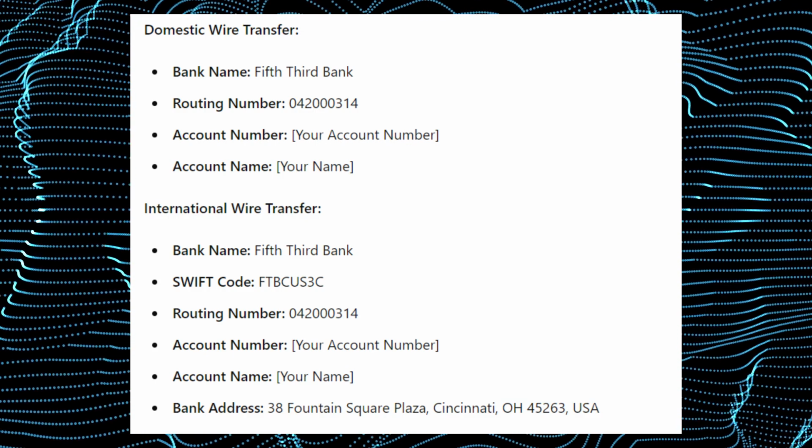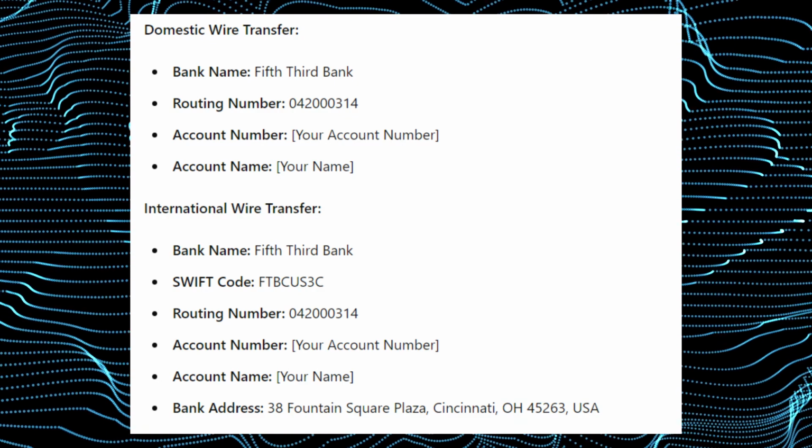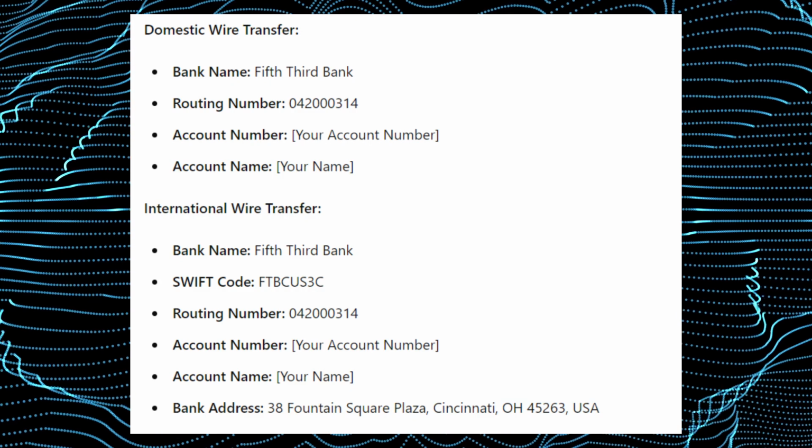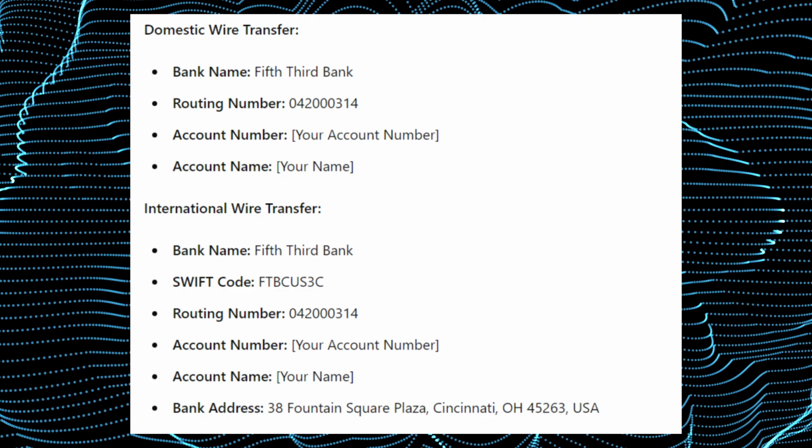For the domestic, you need bank name, routing number, and account name. While for the international, you need a few more things. You need bank name, SWIFT code, and then routing number, account name, and then bank address as well.